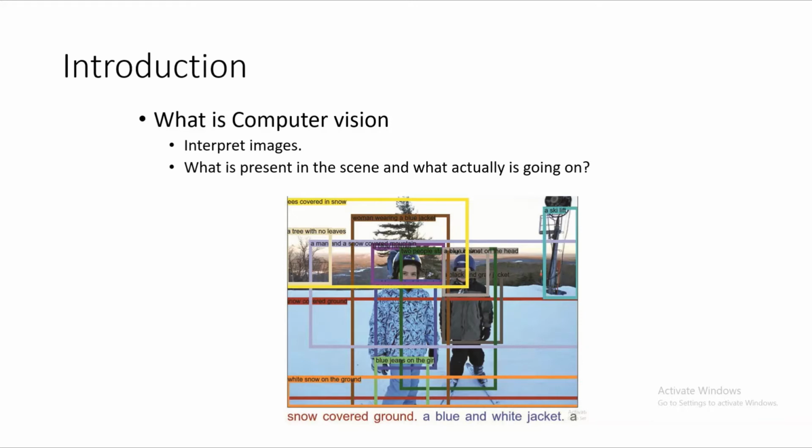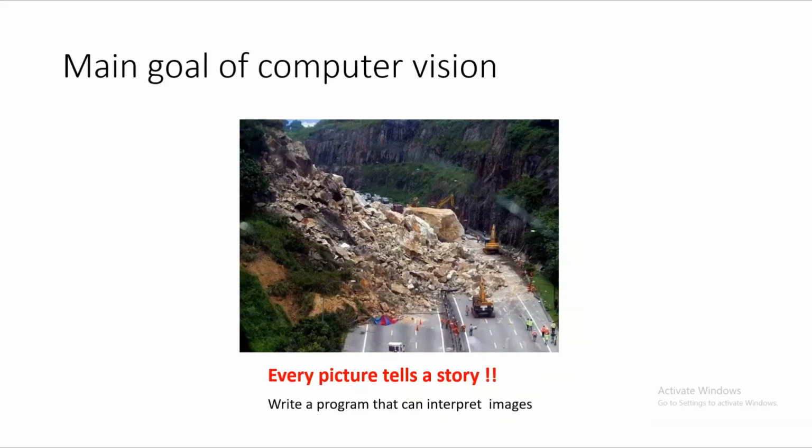From the previous two slides, we are almost clear that the goal of computer vision is to tell the story hidden inside the image, or develop a program that can interpret these images. And in the computer vision community, there is a famous saying that every picture tells a story. So the goal of computer vision is to write a program that can interpret images or tell the story that is hidden inside the image.